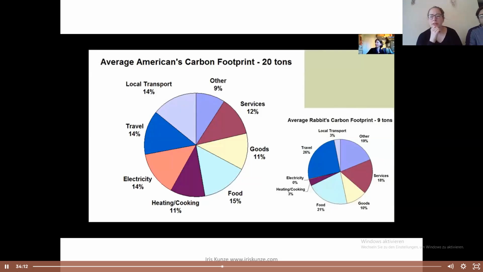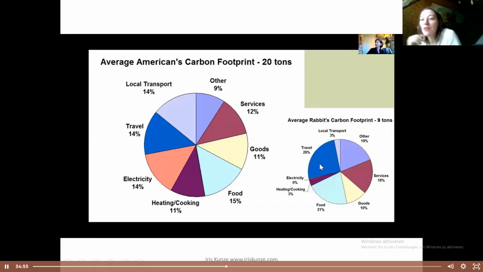I just have a comment on the math, because in the first example of the average American, travel says 14%, but it's 14% of 20 tons. And for the Dancing Rabbit person, it's 26%, but because it's 26% of 9 tons, it seems like less. It's actually the same or maybe even less. And same thing with food, 21% of 9 tons versus 15% of 20 tons, I think is actually less carbon footprint on food than the average American. Sure, that's absolutely less, but the amount in comparison to the other areas here, the travel is high.